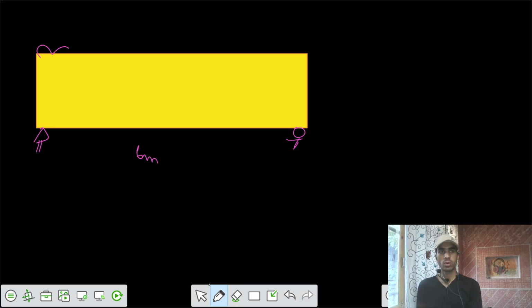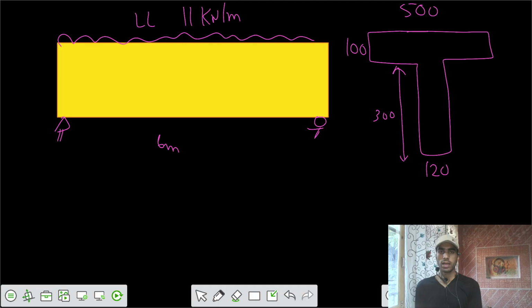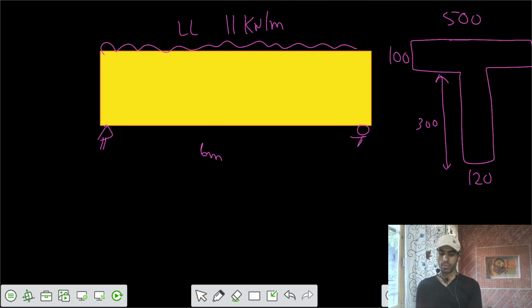There is a live load of 11 kilonewton per meter. The cross section is a T section, with a top width of 500 and flange depth of 100 millimeters. Width of web is 120, and the depth of the web is 300. This is the cross section of this beam.